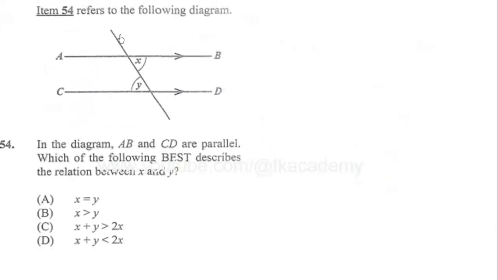Item 54 refers to the following diagram. In this diagram, AB and CD are parallel, so this line and this line are parallel lines. Which of the following best describes the relation between x and y? We know that alternate angles are equal. x and y are alternate interior angles. Because they are equal, we have x equal to y. Therefore the correct choice is A.